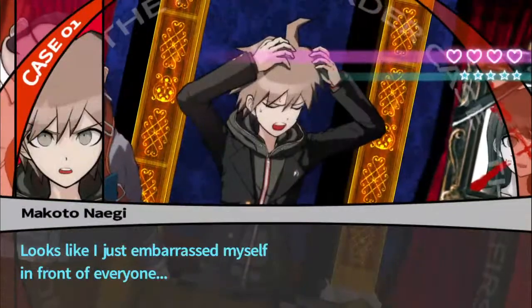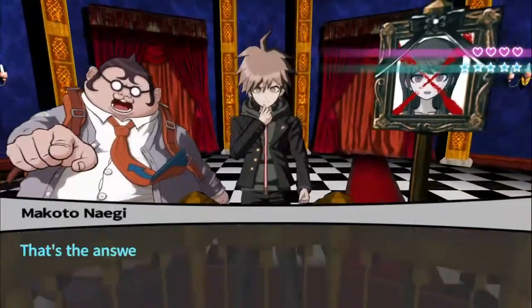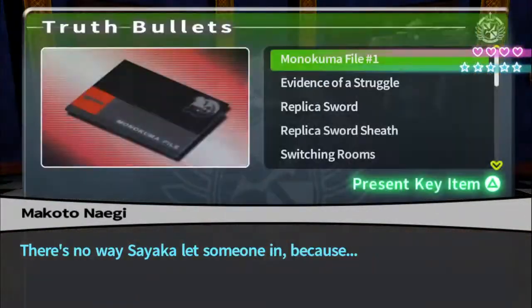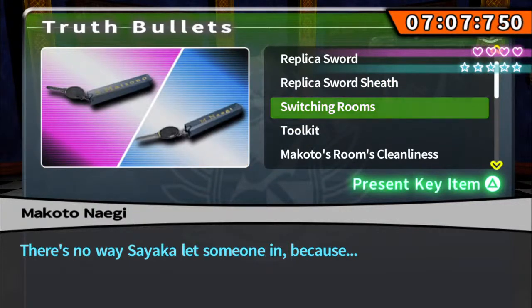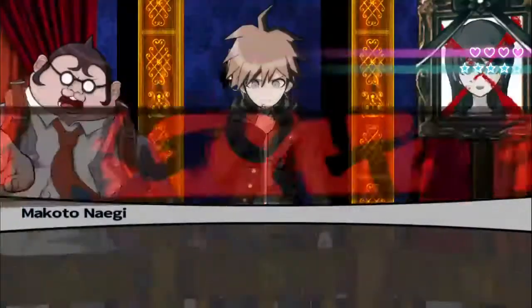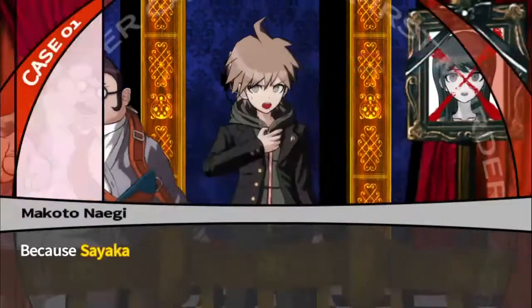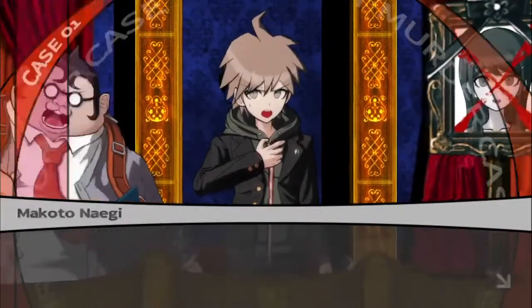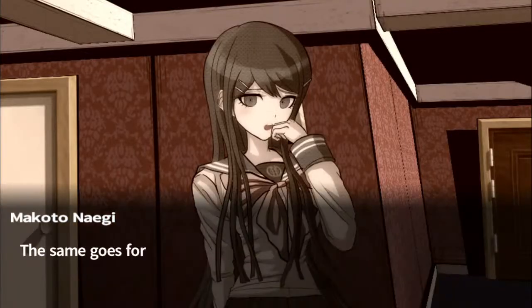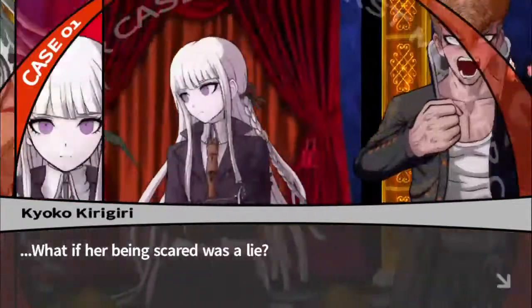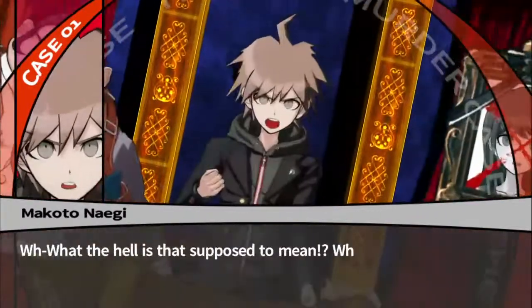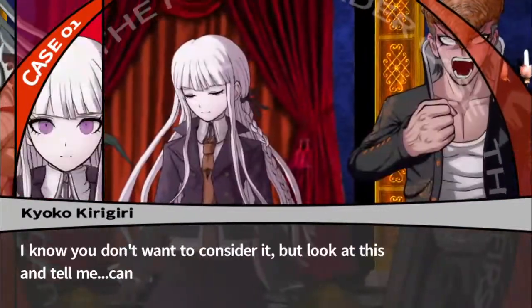Shoot! I got it! Because Sayaka was already scared. Knowing what if her being... Huh? Well, what the hell is that? I know you don't want to consider it.